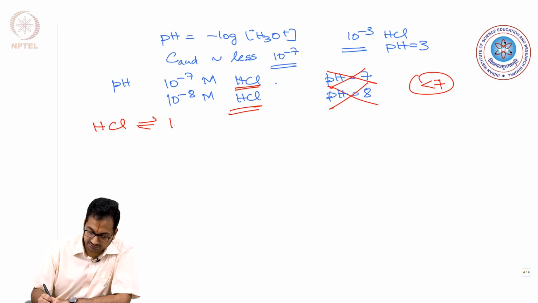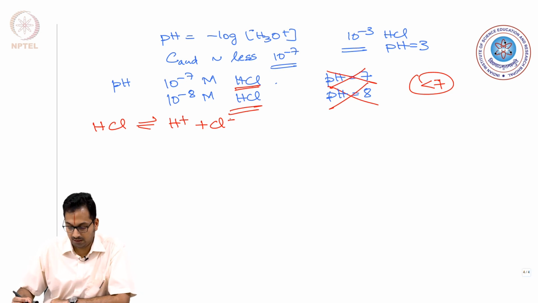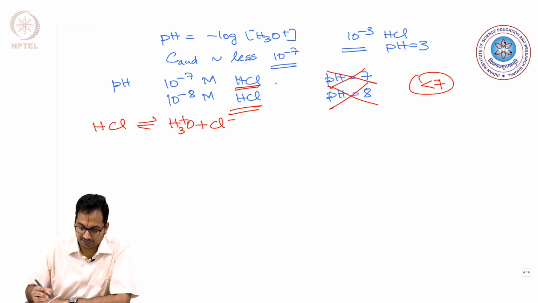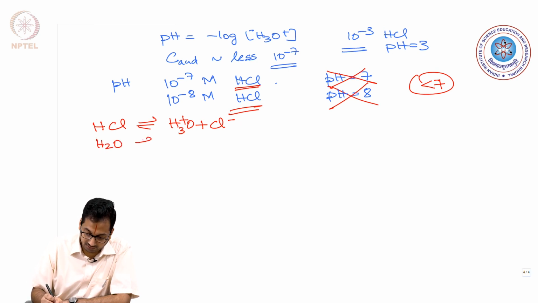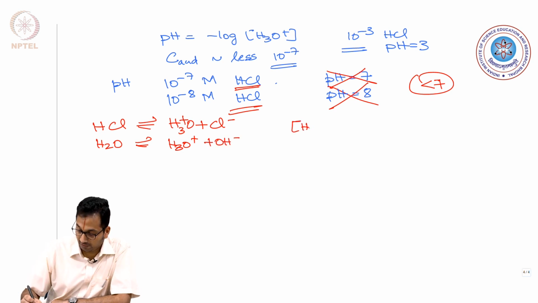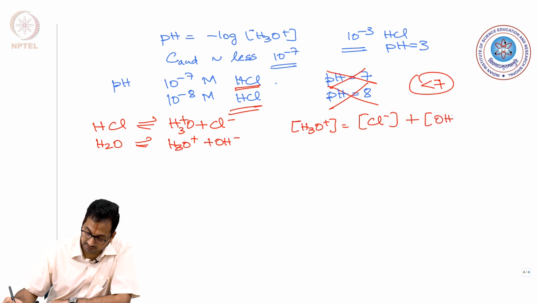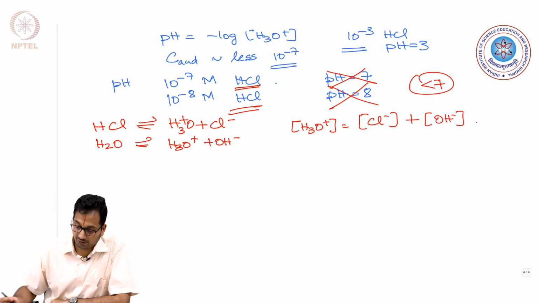HCl at this concentration can be very well approximated to be completely dissociated to hydronium ions in the presence of water and chloride ions, and water of course undergoes self dissociation into hydronium ions and hydroxyl ions. So, therefore, the total concentration of hydronium ion in such a case is going to be given as a sum of the concentration of the chloride ion and that of the hydroxyl ion that comes from water's self dissociation.